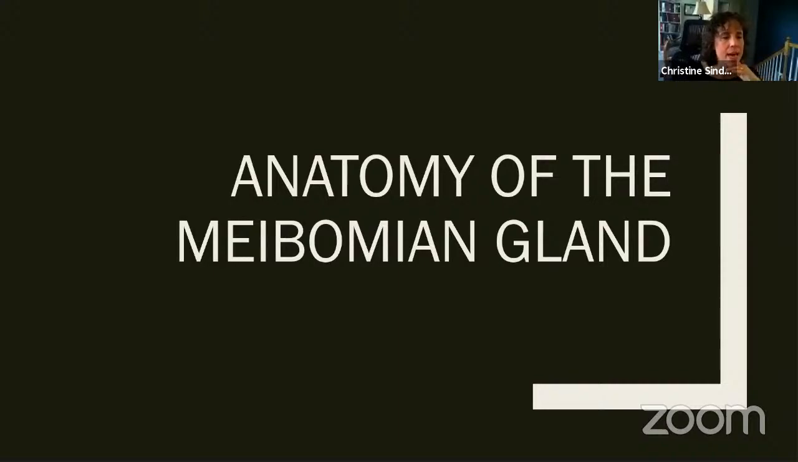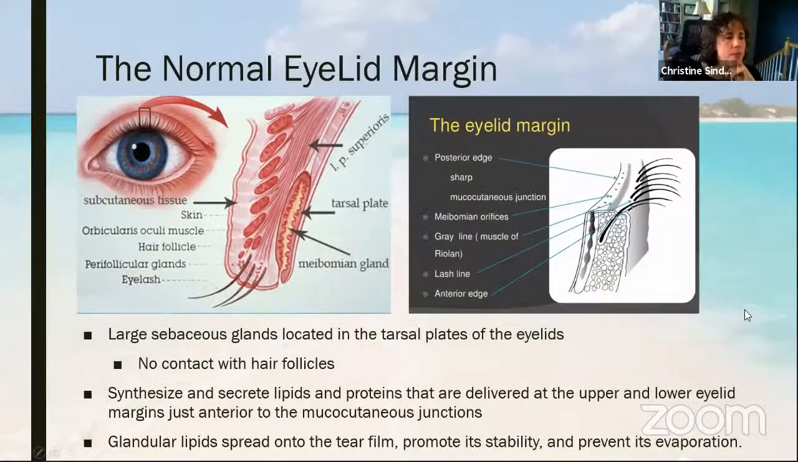So let's talk about the anatomy of the meibum. Now, the Meibomian gland is this gland right at the back of the eyelid here. And it's surrounded by this little muscle called the muscle of Riolan. And every time we blink or squeeze our eye, this muscle contracts and forces meibum out into the tear film. We have other little glands, the glands of Moll and Zeis, which are right here in the hair follicles, but those are like sweat glands. They certainly can become infected and have problems. But today we're going to talk about this gland here, the big Meibomian gland.